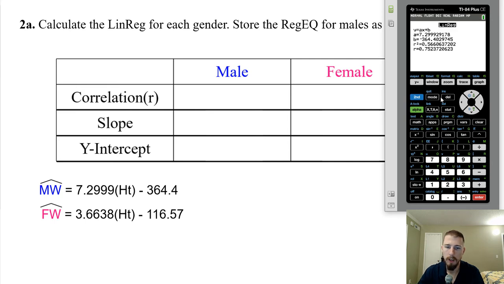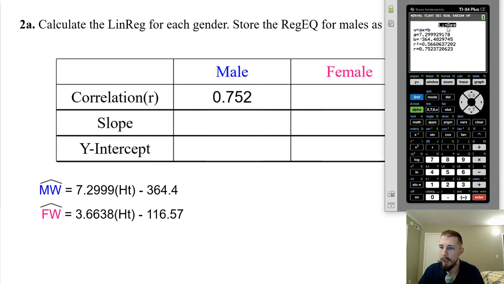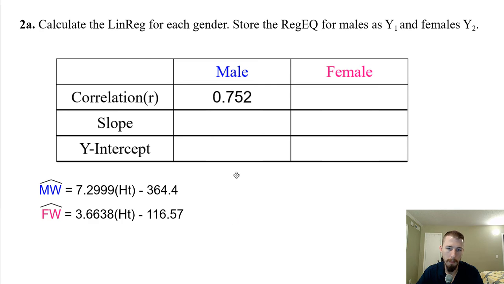All right, so in that we have our correlation between the height and weight for the males, which is going to be there. The slope, if we look here, that's going to be the A, the one with the variable, which is going to be 7.2999. And then the B is the y-intercept, which is going to be that negative value right there.